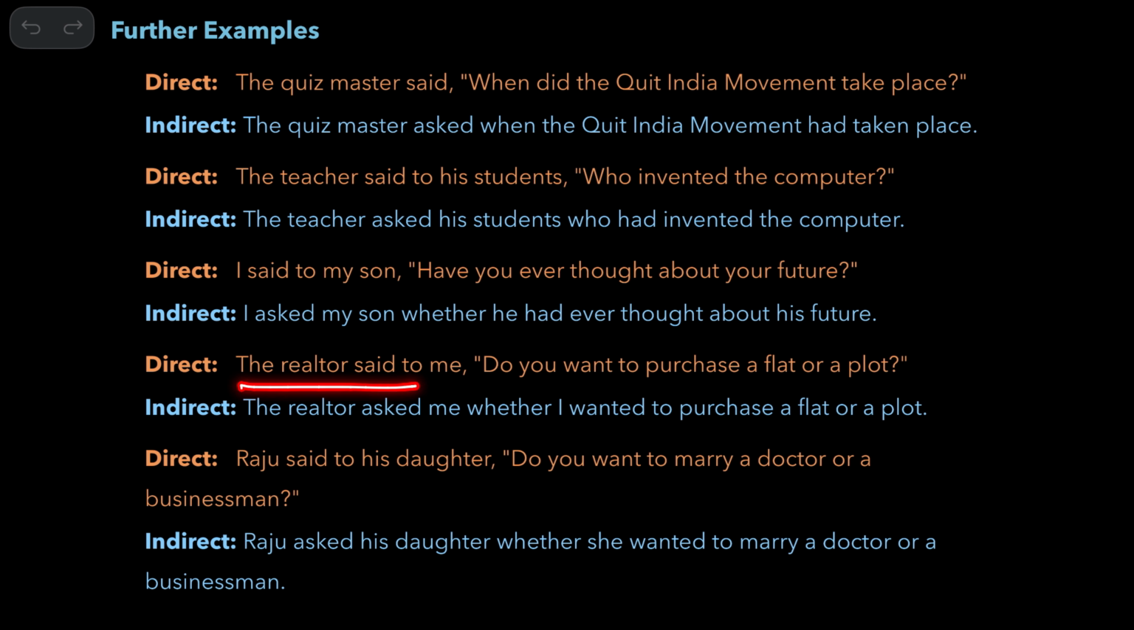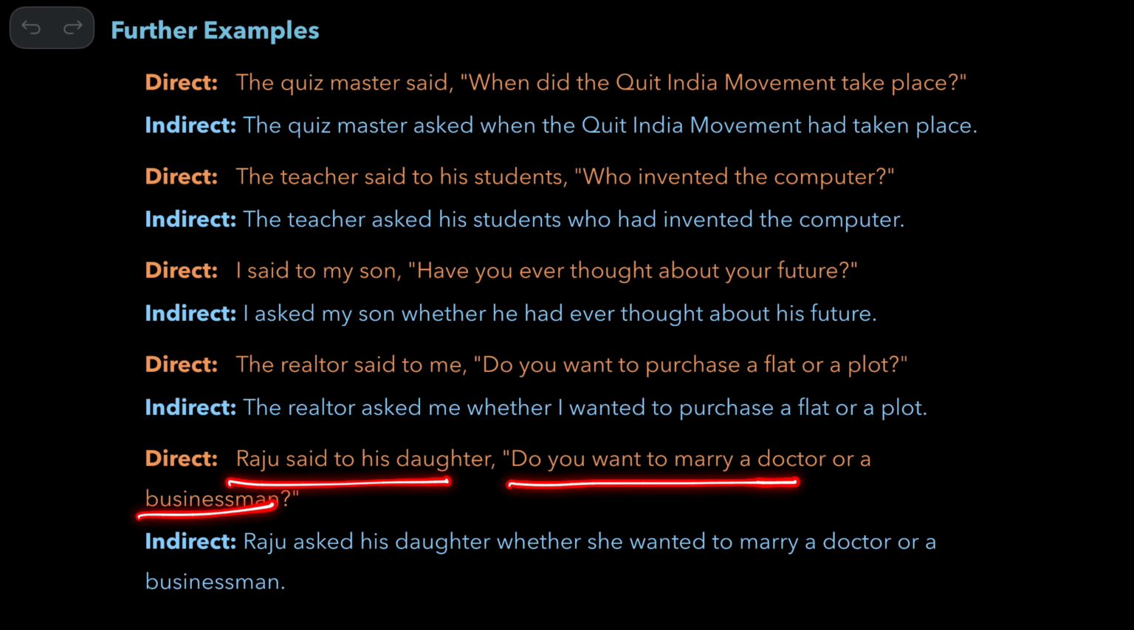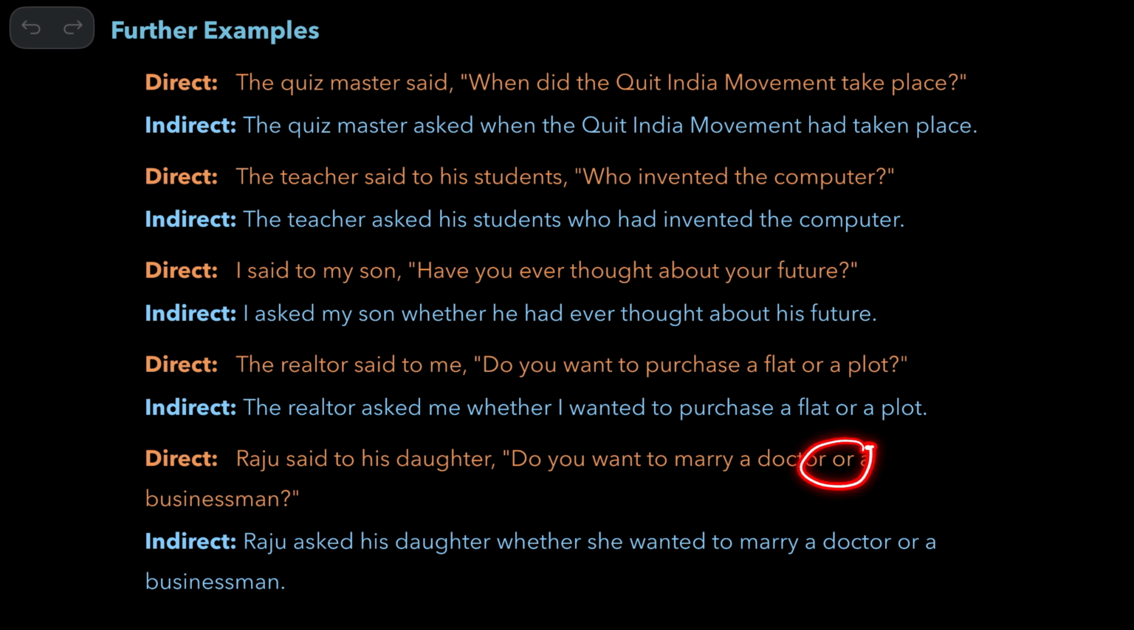The realtor said to me, do you want to purchase a flat or a plot? There is a choice here. So only whether is possible. The realtor asked me whether I wanted to purchase a flat or a plot. So Raju said to his daughter, do you want to marry a doctor or a businessman? So there is a choice here. There is an alternative given in the question sentence. So you must use the word whether. You cannot use if. Raju asked his daughter whether she wanted to marry a doctor or a businessman.